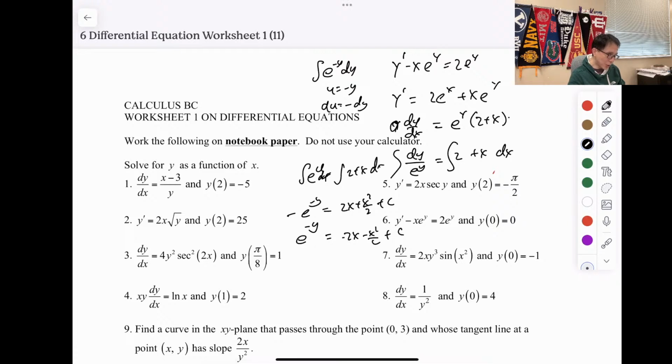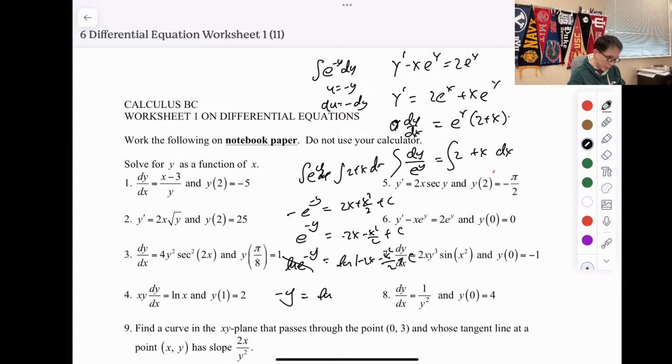Now I'm going to take the natural log of both sides. So the natural log of e to the negative y is equal to the natural log of negative 2x minus x squared over 2 plus c. This cancels out, so that's going to be ln of negative 2x minus x squared over 2 plus c. And I've multiplied by the negative sign, so that's going to be negative ln of negative 2x minus x squared over 2 plus c.